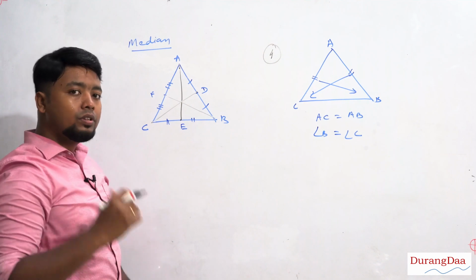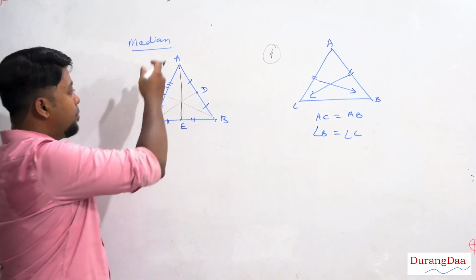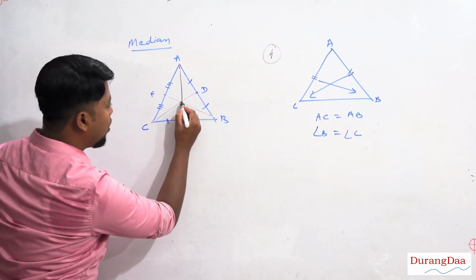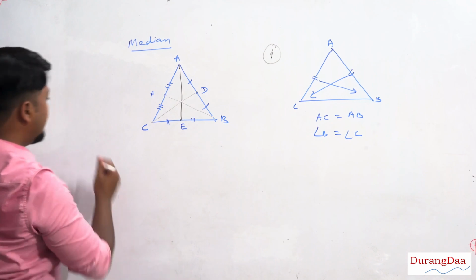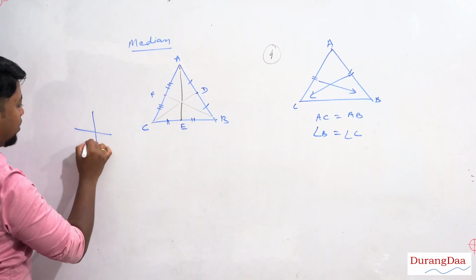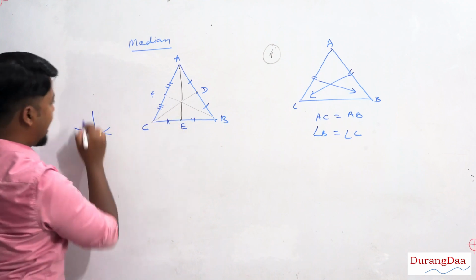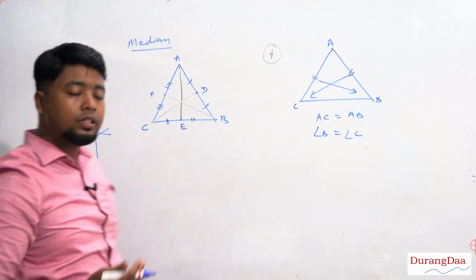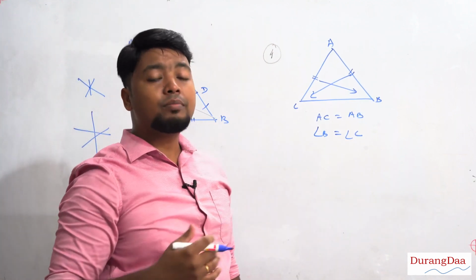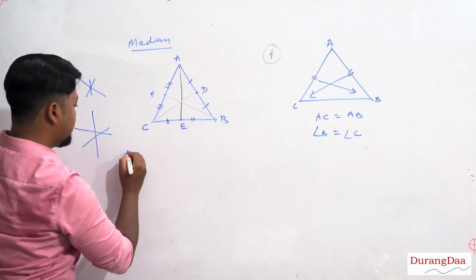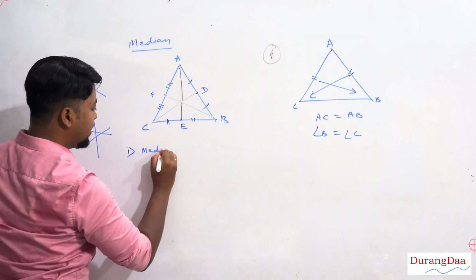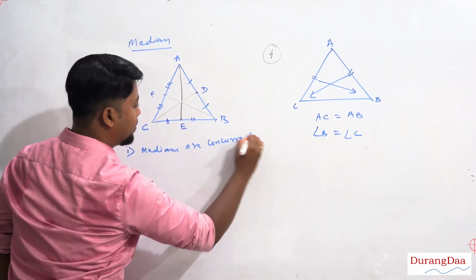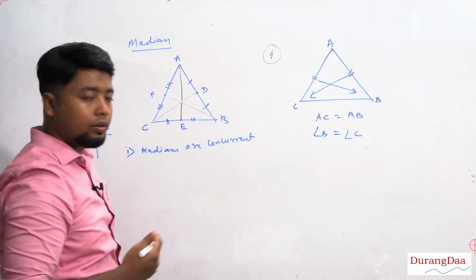From this figure, the conclusion which we can draw is that the medians intersect at a single point. You see here, they are meeting at a common point. It is not that they are cutting each other like this or like this. All three are meeting at a single point, and such lines which intersect at a single point, we call them concurrent. So, first point you need to keep in mind, medians are concurrent, that means they intersect at a single point.